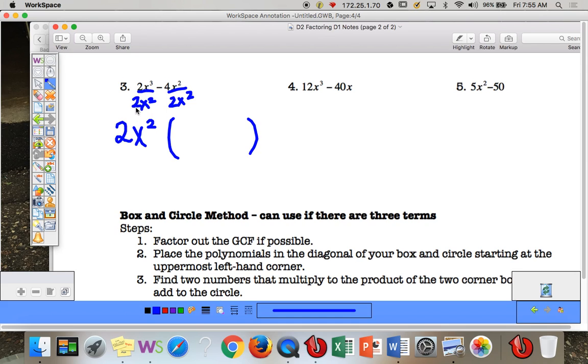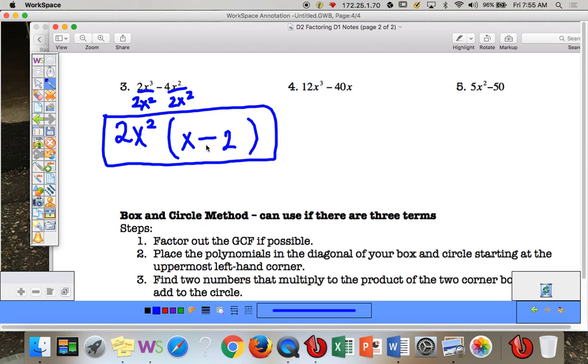2 divided by 2 is 1. X cubed divided by x squared is x. 4 divided by 2 is 2. X squared divided by x squared is 1. So we get 2x squared times x minus 2.